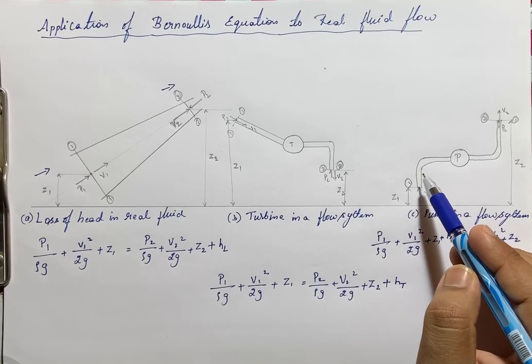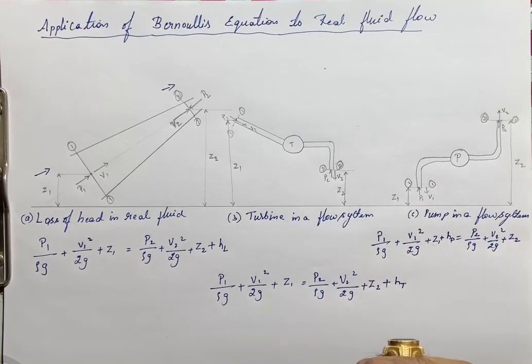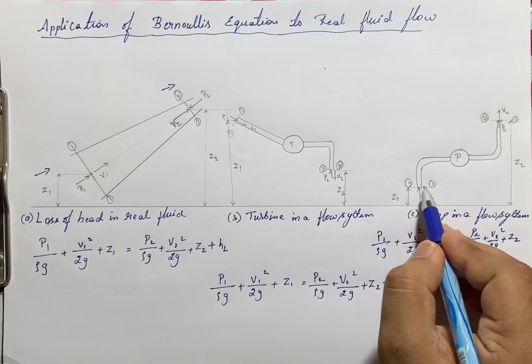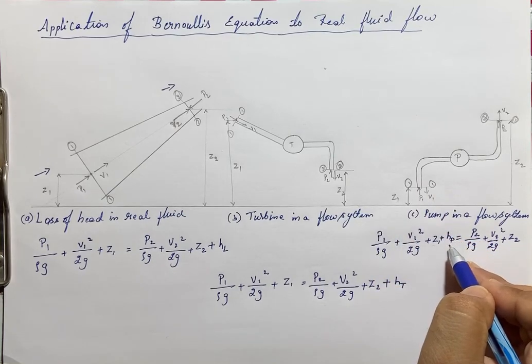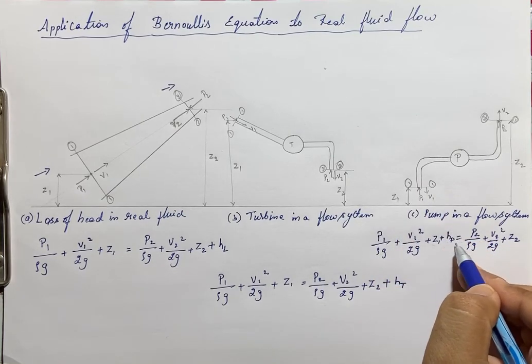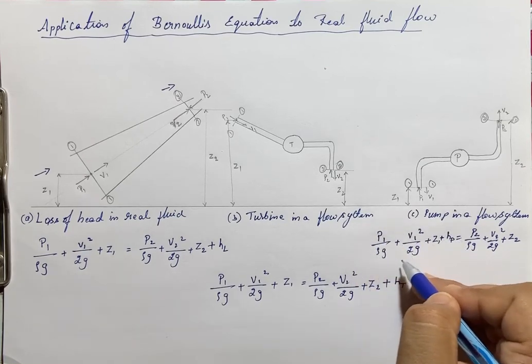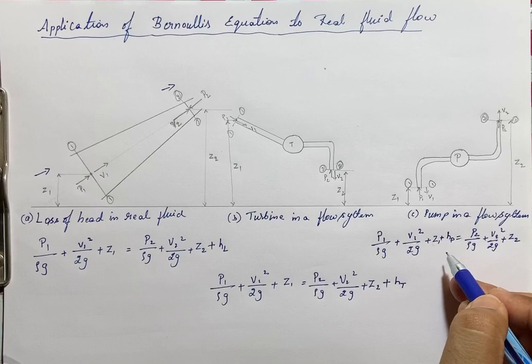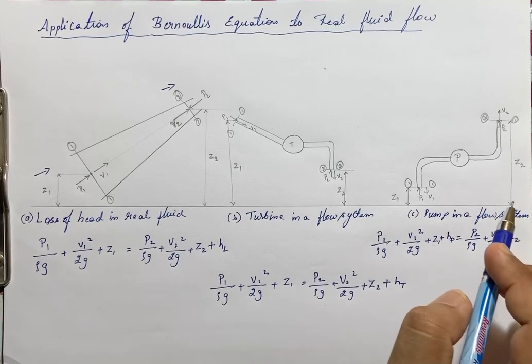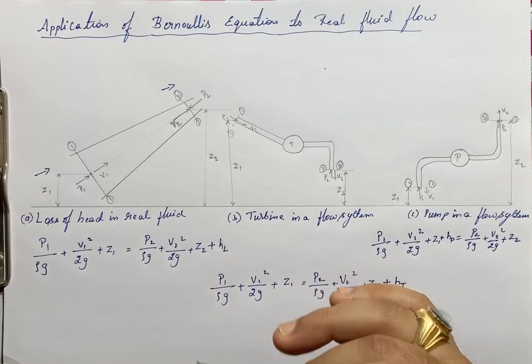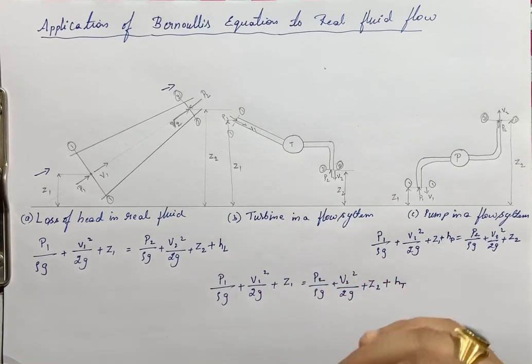There will be loss of head due to suction. That means at the section here there will be some losses due to suction in the pipe. So that loss should be accounted for in the total head of section 1. This is how a real application, that is real fluid flow, works.